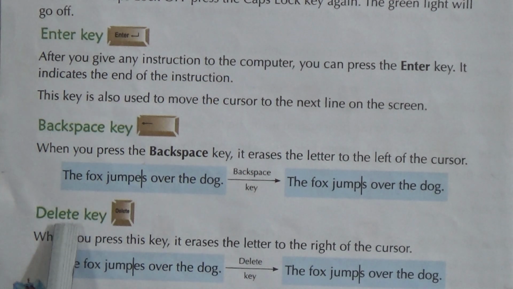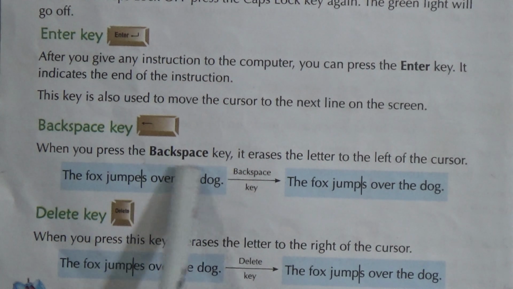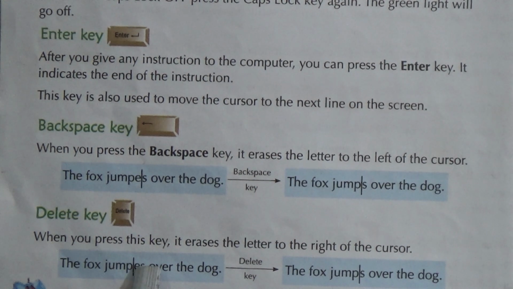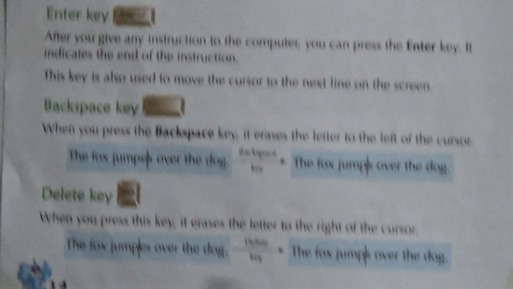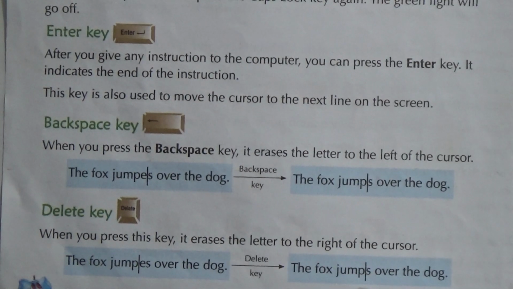The next key is delete key. When you press this key, it erases the letter to the right of the cursor. So, see the difference between backspace and delete. Backspace erases the letter left of the cursor and delete erases the letter to the right of the cursor. Look at the example. See, E is on the right of the cursor here. If you press the delete key now, the E gets deleted from the right.